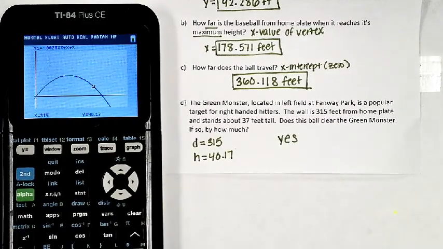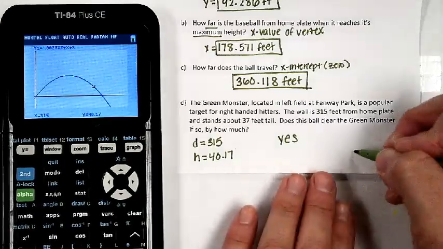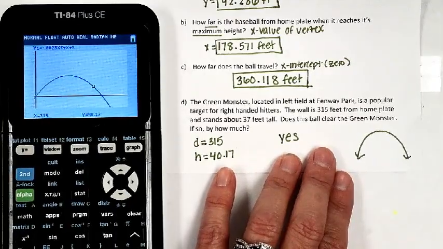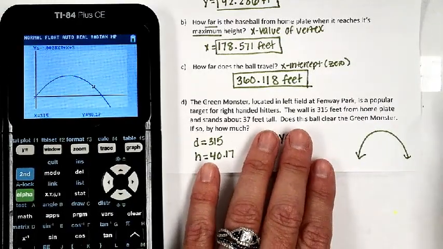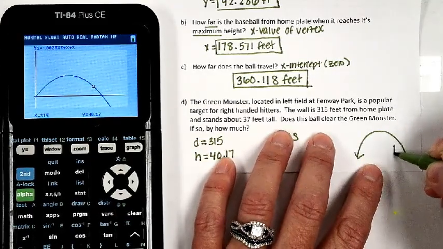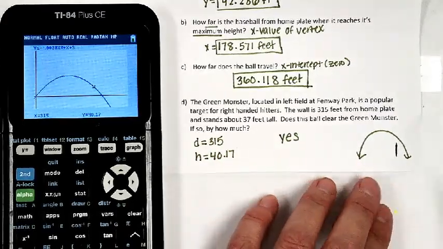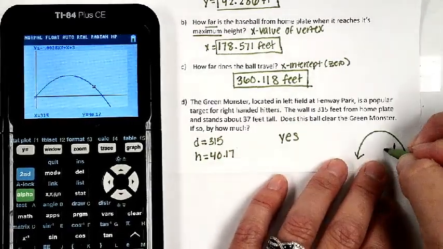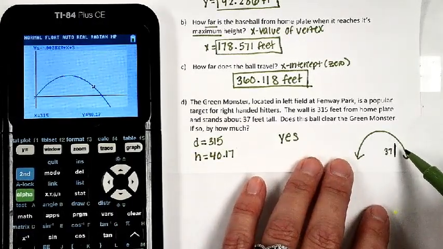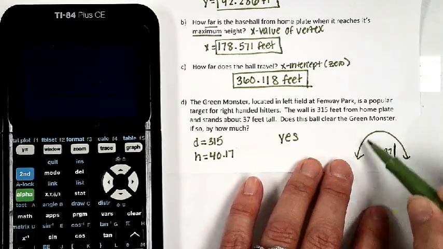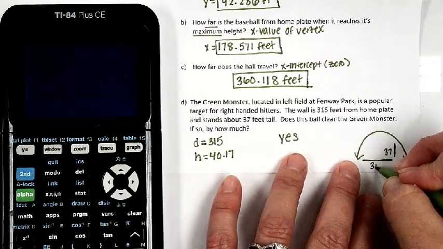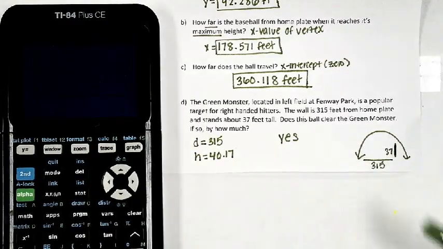So we have our equation. So 315 feet, let's say, is right here. We've got this wall right here, which is 37 feet tall. We're trying to see, is the ball going to go over it, or is it going to go under? If it goes over, then it's going to clear it. So I need to figure out, using my equation, if this is 315 feet from home plate, what would my Y value be in my equation of 315?